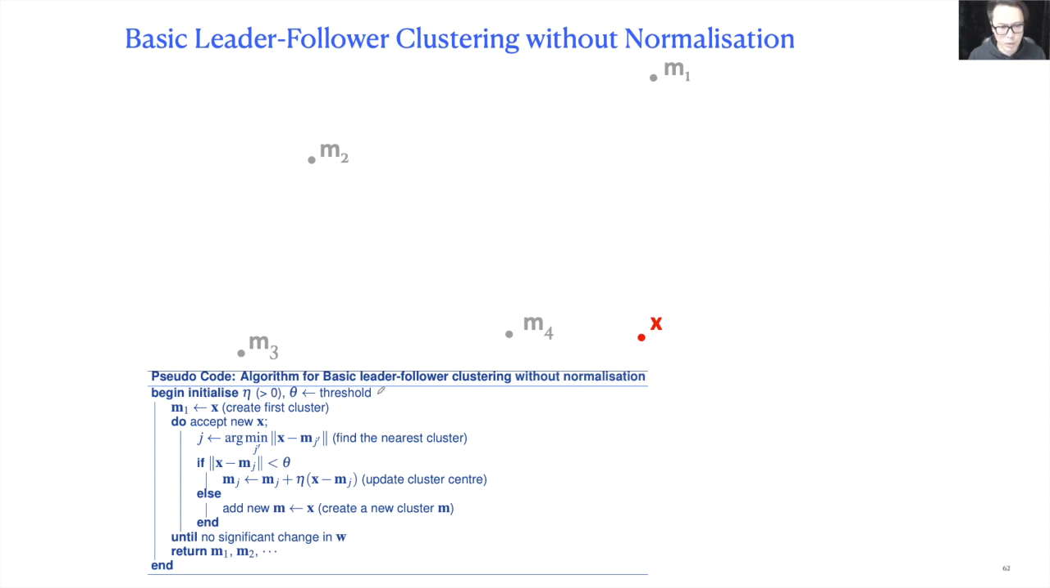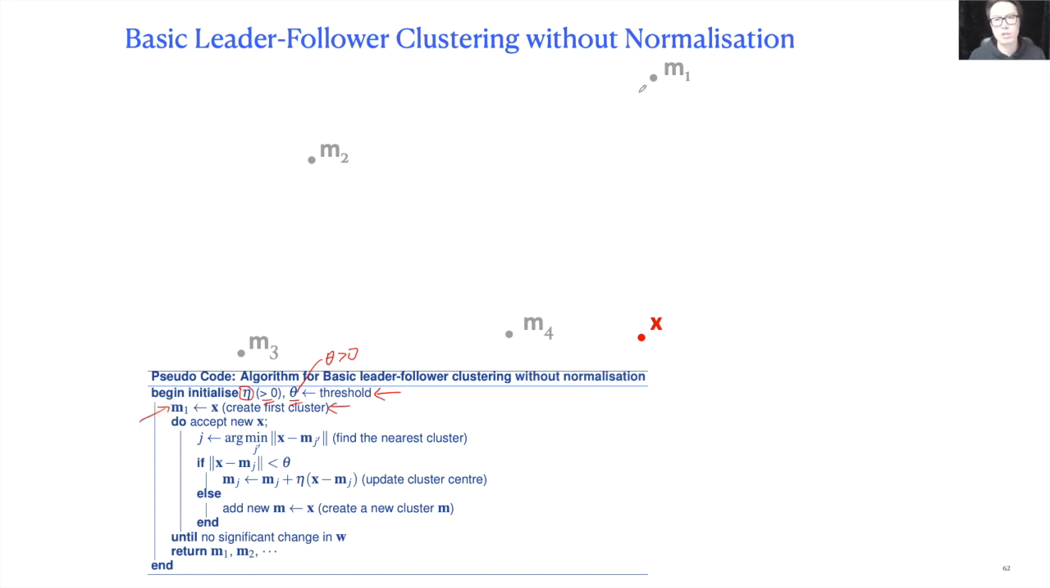In the beginning, we initialize the learning weight eta. It must be greater than 0. We have to choose the value of eta, and also choose a threshold value theta to determine whether we are going to create a new cluster or not. So theta is a value we have to pick. Then we pick a sample from the data set, and we call this M1.